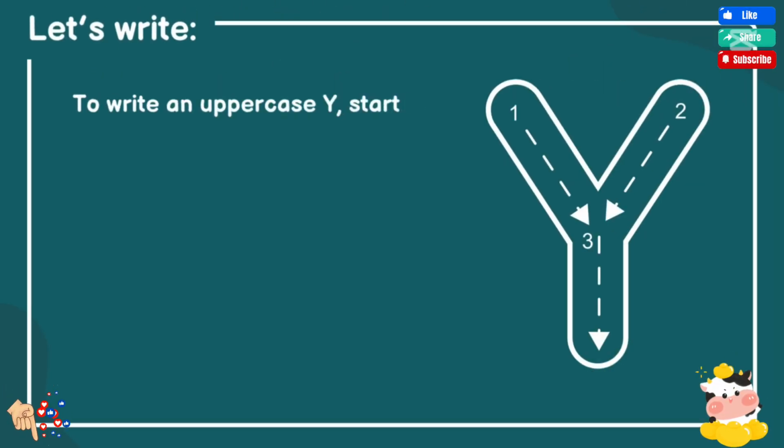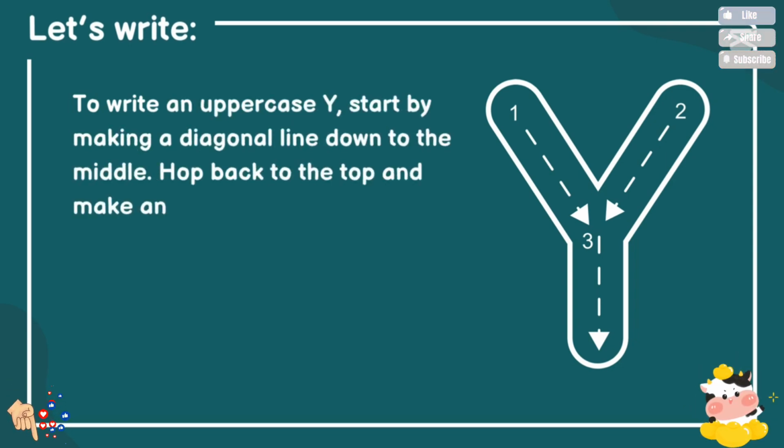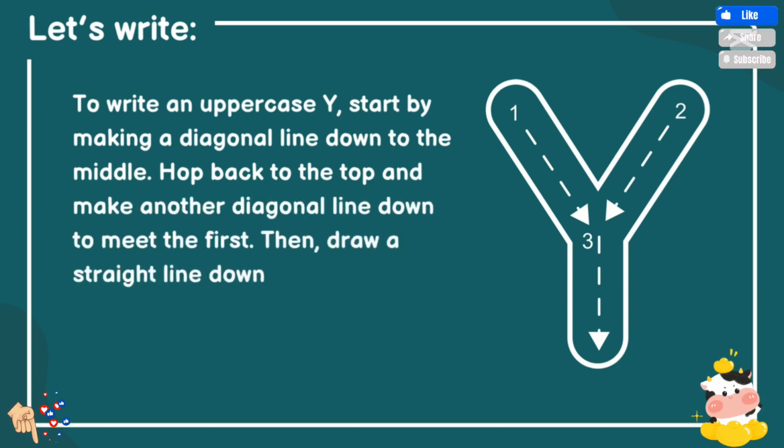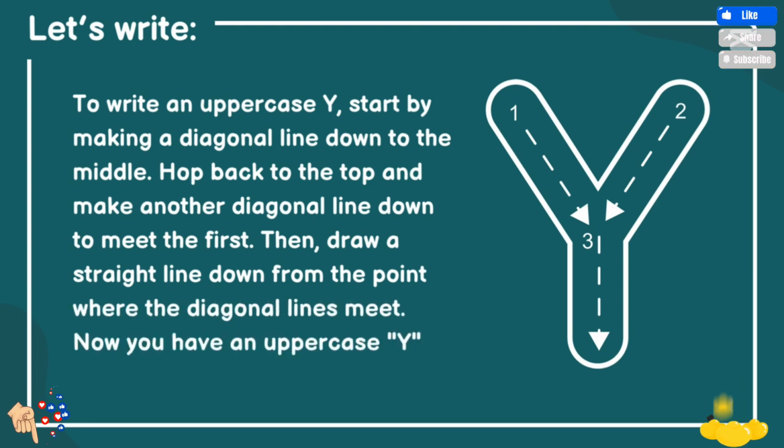To write an uppercase Y, start by making a diagonal line down to the middle. Hop back to the top and make another diagonal line down to meet the first. Then, draw a straight line down from the point where the diagonal lines meet. Now you have an uppercase Y.